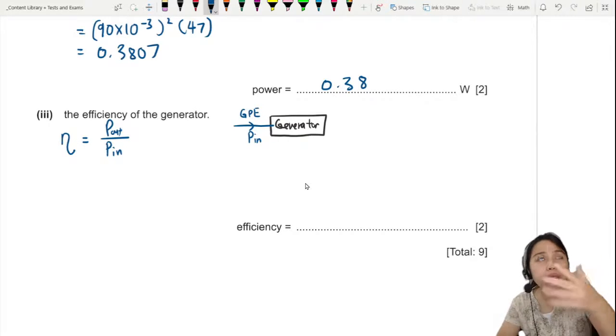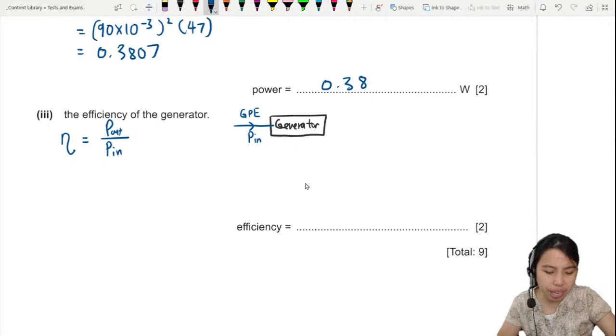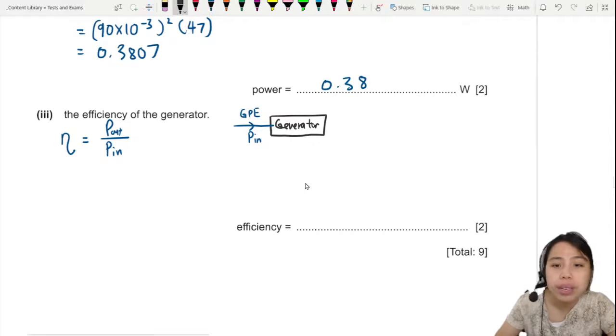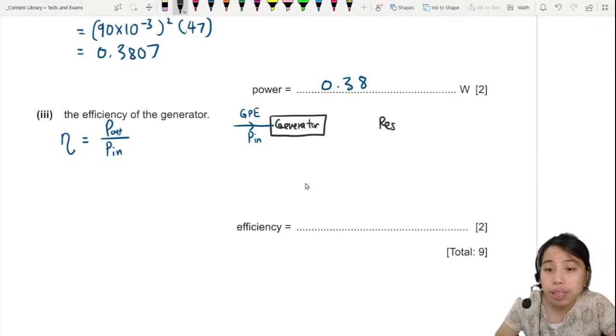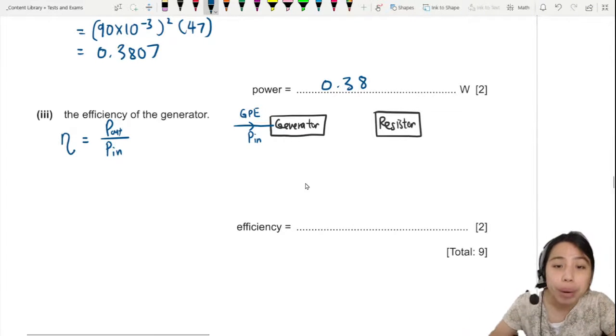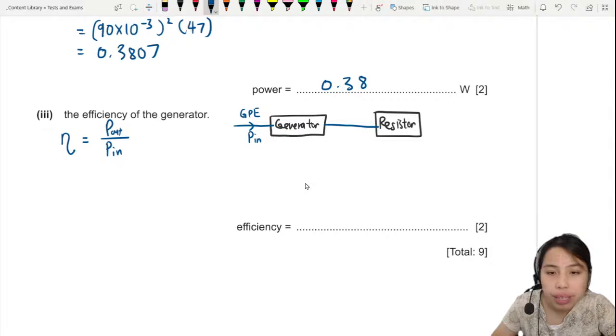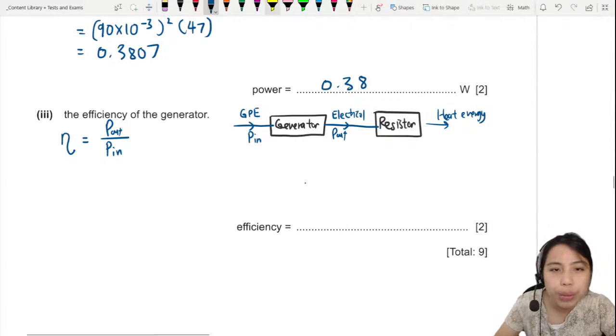Then the generator will move the circuit, right? So it got some electrical energy coming out. Okay, and that does another energy change inside the resistor. So two machines, if you want to call it that. But here is electrical energy, which is what comes out of the generator. Then of course the resistor eventually converts to heat energy. So we want to see the efficiency of this part right here highlighted.